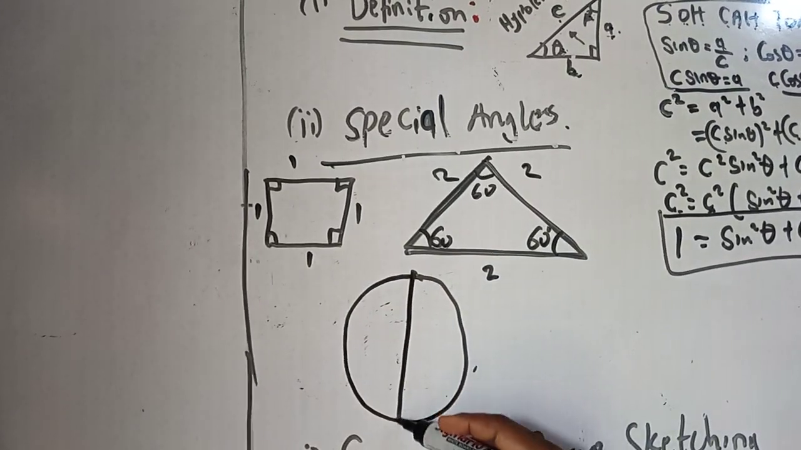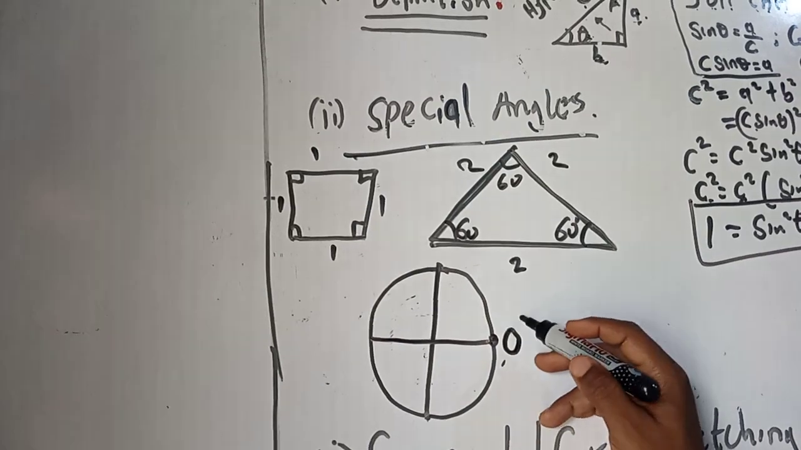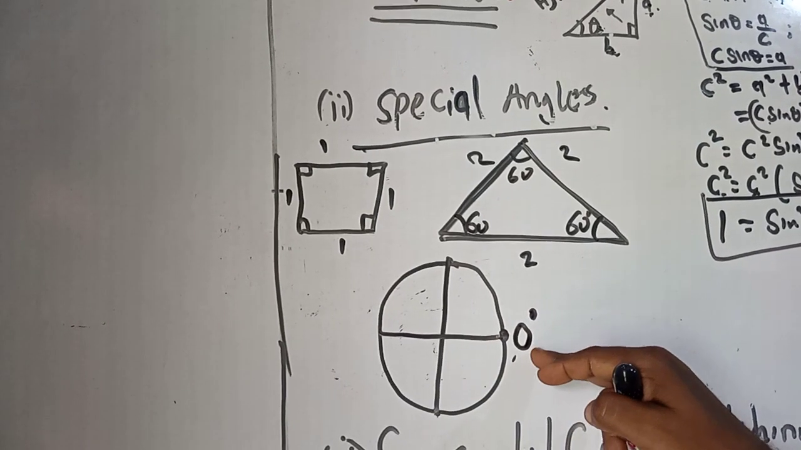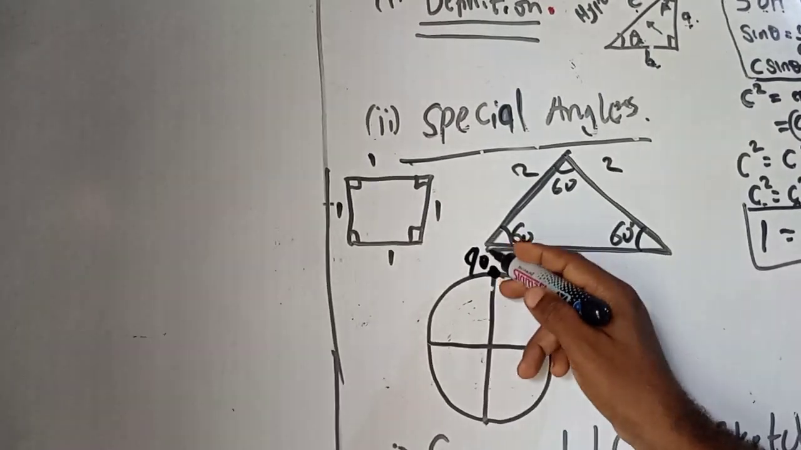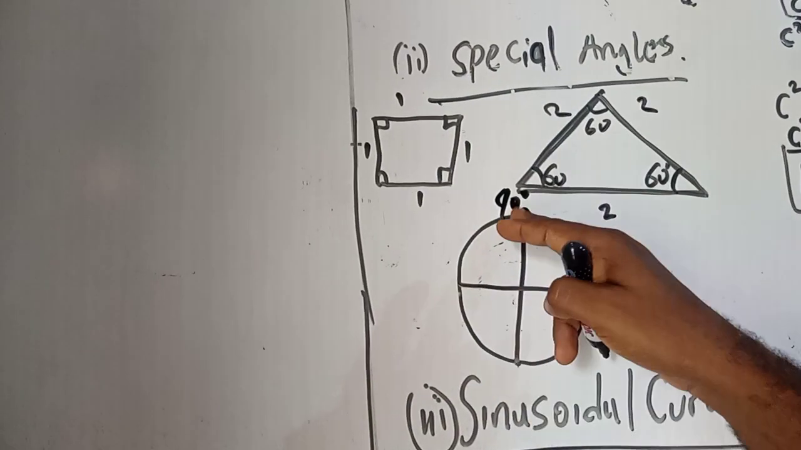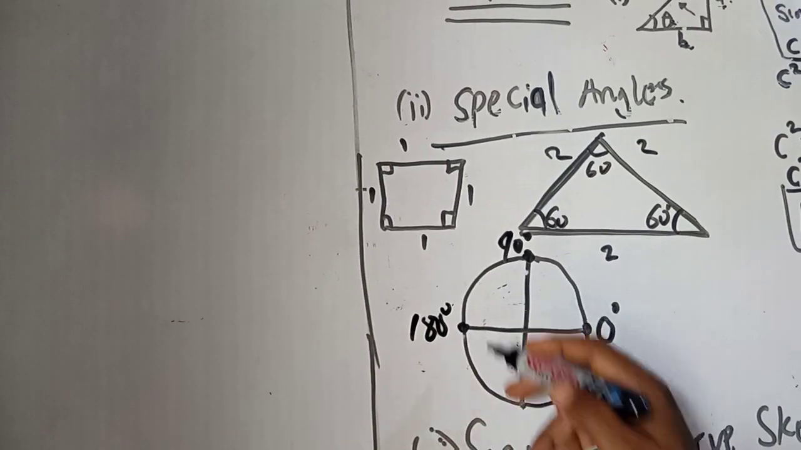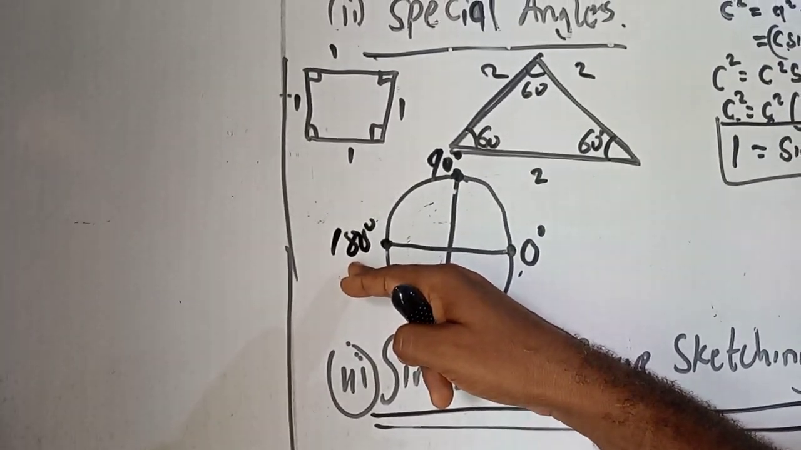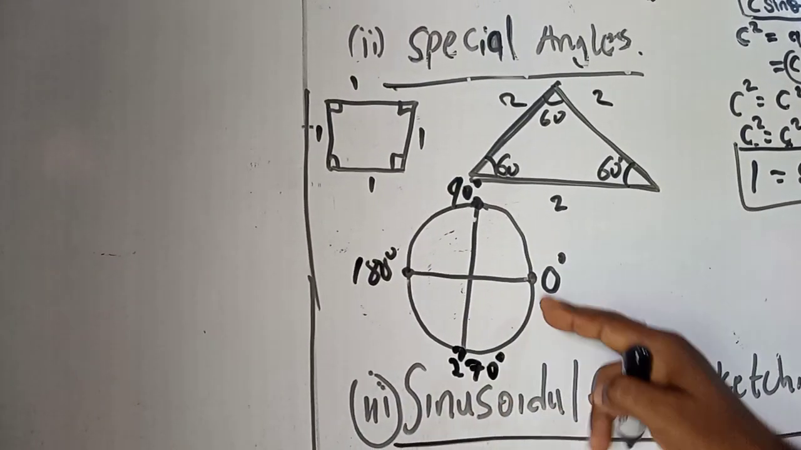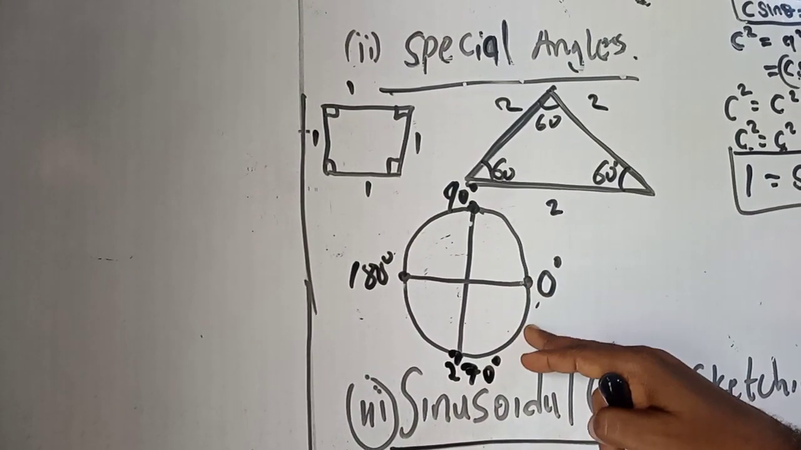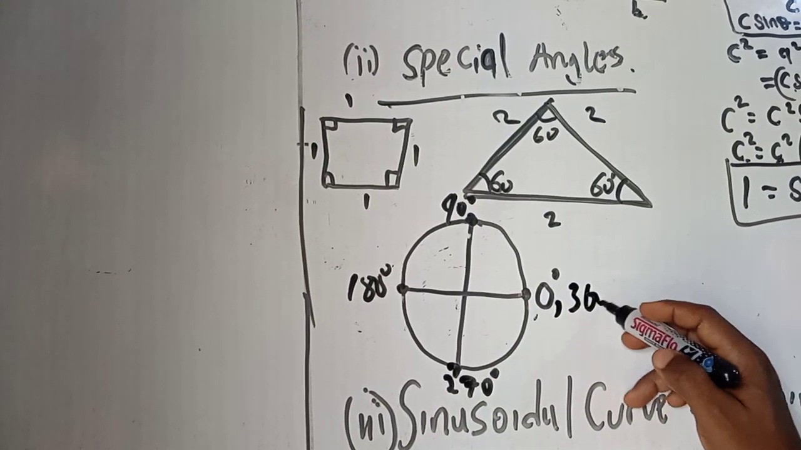If you divide this full cycle into 4 equal parts, if I start from here, I write angle 0 degree. If I add 90 to 0 degree, 0 plus 90 will give me 90. So here will be 90 degree. If I add 90 to this 90 again, I have 180 degree at this point. If I add 90 degree to 180, I'm going to have 270 degree. If I add 90 degree to 270 degree, I'm going to have 360 degree.